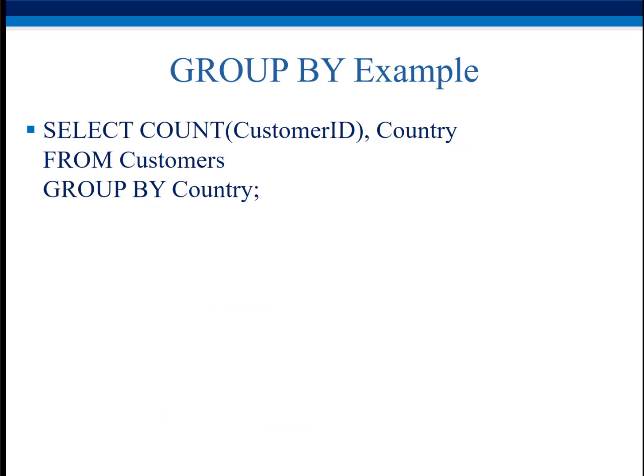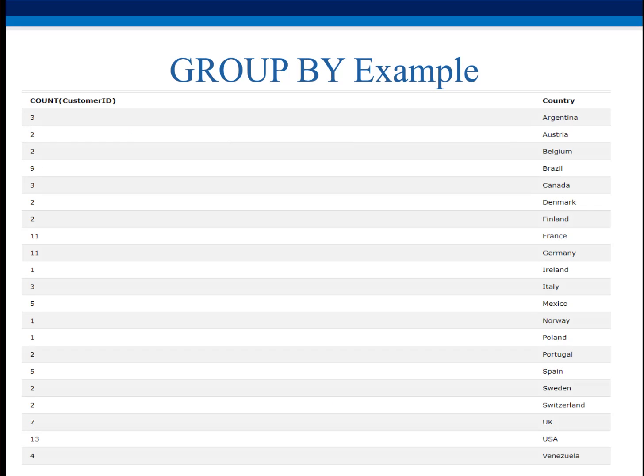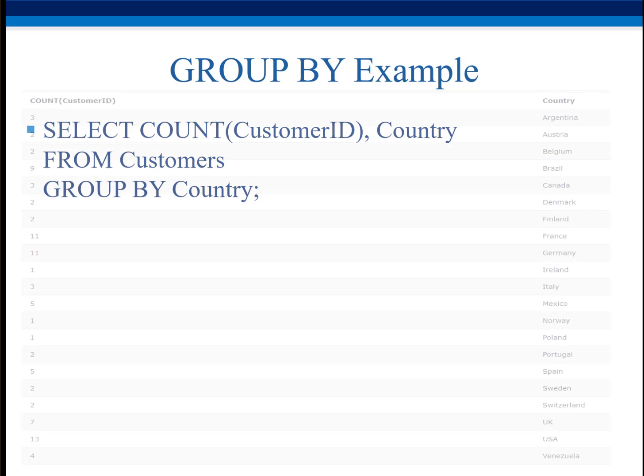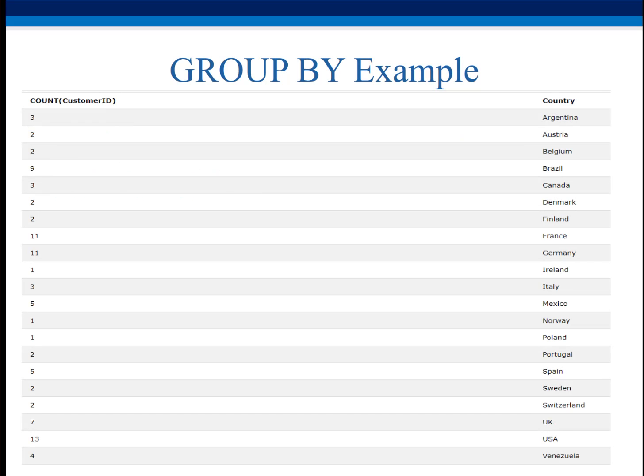Now we're going to group by country. So let's see what that looks like. Let's go back again. We're doing the count of the customer ID and the country. So we're going to display only two fields, and we're grouping it by country. So that means there's 3 in Argentina, 2 in Australia, 2 in Belgium, and so on.